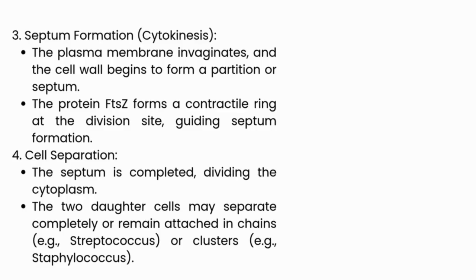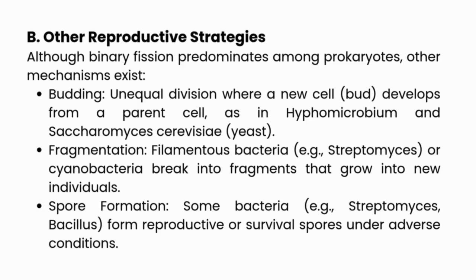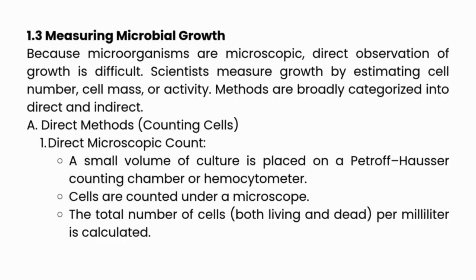The two daughter cells may separate completely or remain attached in chains, e.g. Streptococcus, or clusters, e.g. Staphylococcus. Other reproductive strategies. Although binary fission predominates among prokaryotes, other mechanisms exist: budding, unequal division where a new cell, bud, develops from a parent cell, as in Hyphomicrobium and Saccharomyces cerevisiae, yeast; fragmentation, where filamentous bacteria, e.g., Streptomyces, or cyanobacteria break into fragments that grow into new individuals; spore formation, where some bacteria, e.g., Streptomyces, Bacillus, form reproductive or survival spores under adverse conditions.